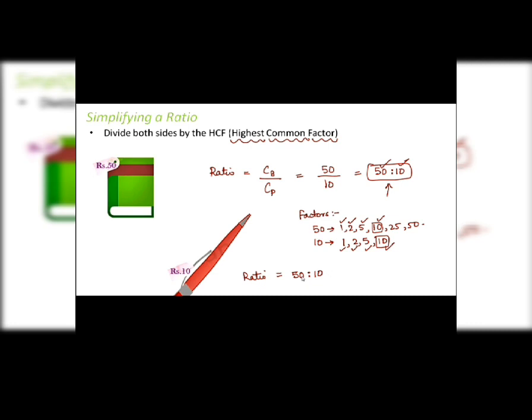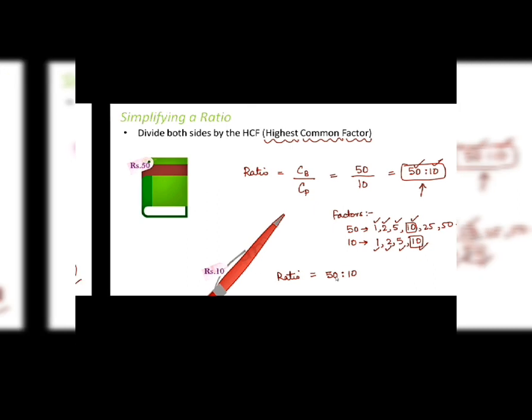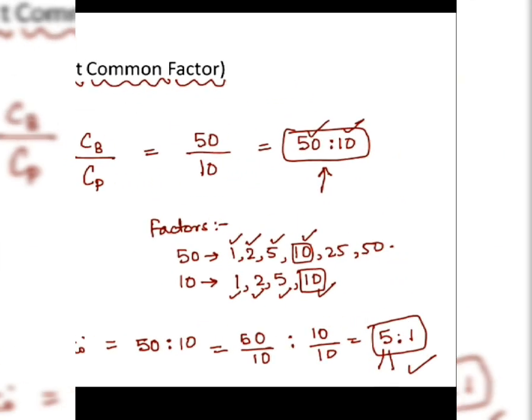So when we divide 50 is to 10 by 10, you will get 5 is to 1. You divide 50 by 10 and 10 by 10. The 0s get cancelled and you get 5, and 10 by 10 cancels and you get 1. The ratio will be 5 is to 1.